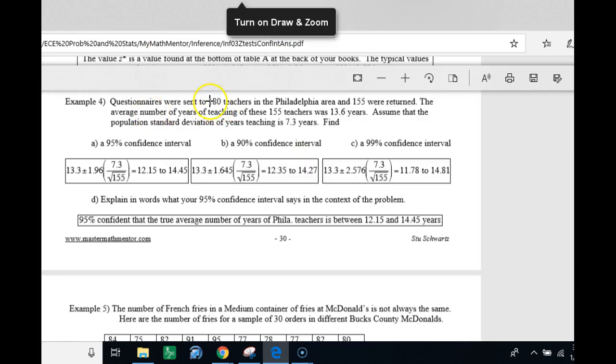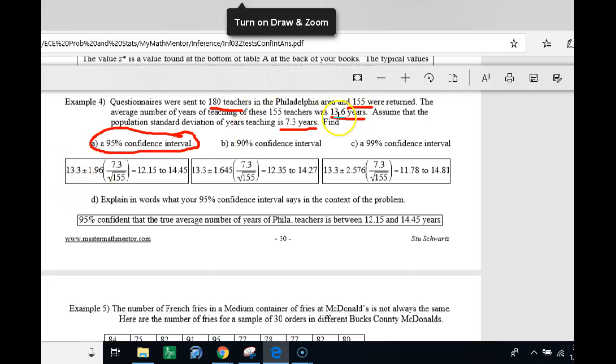So we looked at some teachers from Philadelphia. We found out that 180 teachers were sent surveys and 155 returned them, and what we found out is that the average number of years of teaching of these teachers was 13.6, and we assume that the population standard deviation was 7.3. And what do we want to know? We want to know a 95% confidence interval of the true average years of experience of a teacher in Philadelphia.